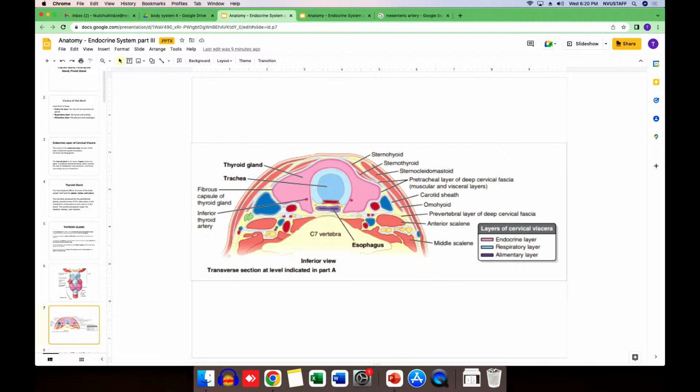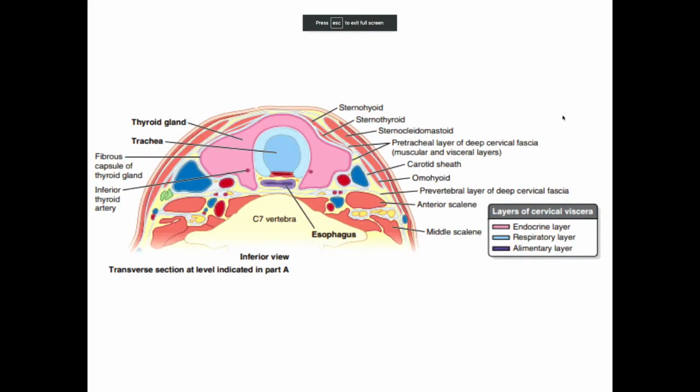Yeah, these are our layers, whatever I already told you. I will make it bigger. So we have the C7 vertebra, then the esophagus, then comes what? The trachea. What's that? Blood vessel. Then our trachea, and you see how our thyroid gland is located around our trachea, right? Okay. Blood vessel.